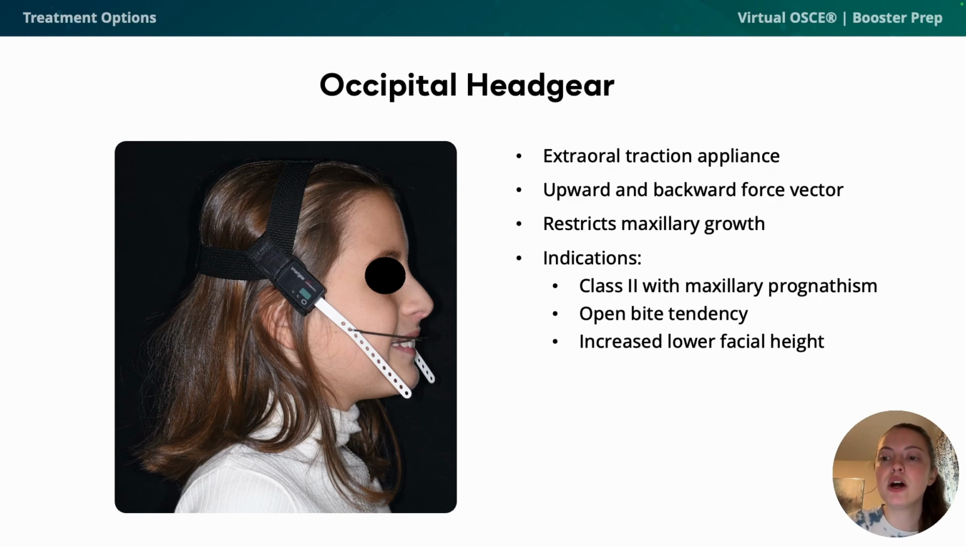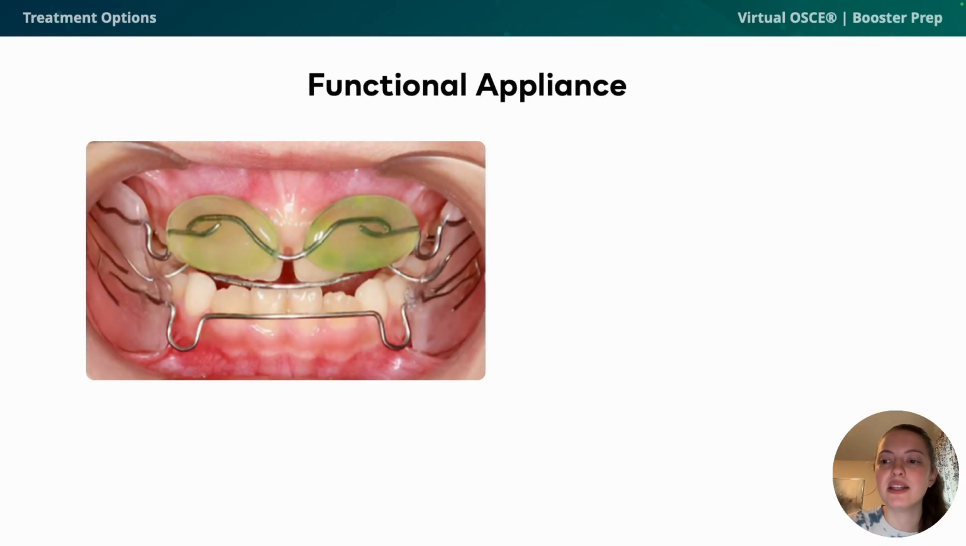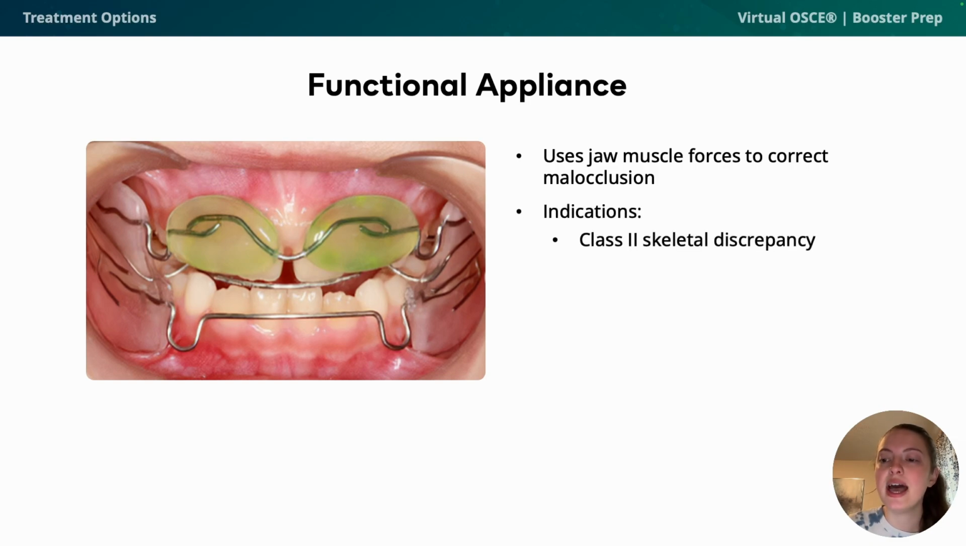Now, let's go ahead and move on to a category of treatment options that are very focused around utilizing the pubertal growth spurt, and that is the functional appliances. These are called functional appliances because they aim to change the function of the jaw muscles to correct malocclusion. Basically, what they're doing is they posture the mandible differently to encourage the muscles and soft tissues to change the occlusal relationship. These appliances are mainly used to treat patients with a class 2 skeletal discrepancy, especially in those with a retrusive mandible.